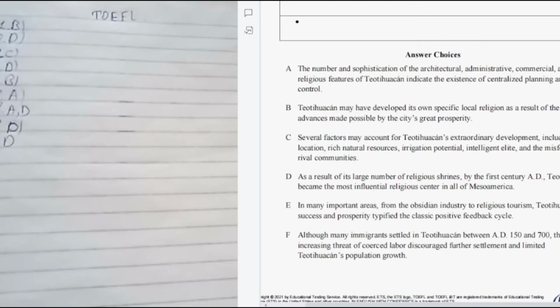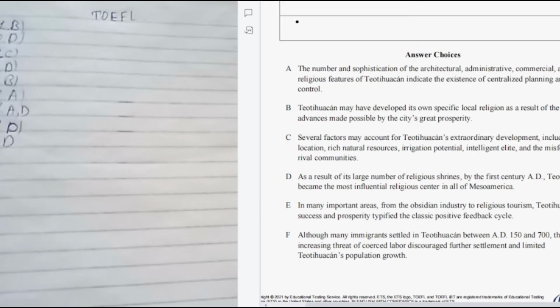Then, as a result of its large number of religious shrines, it became the most influential religious center in all of Mesoamerica, in many important areas, from the obsidian industry to religious tourism. Teotihuacan's success and prosperity typified a classic positive feedback cycle. Although many immigrants settled in Teotihuacan, the increasing threat of forced labor discouraged further settlement and limited Teotihuacan's population growth.